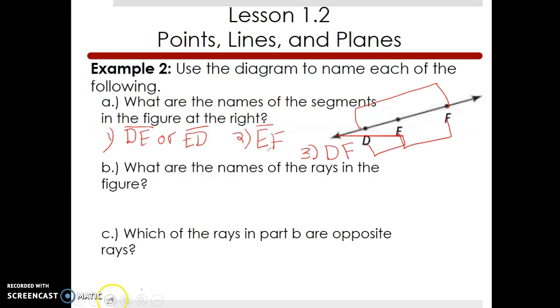Oops, sorry. So I'm going to erase that.